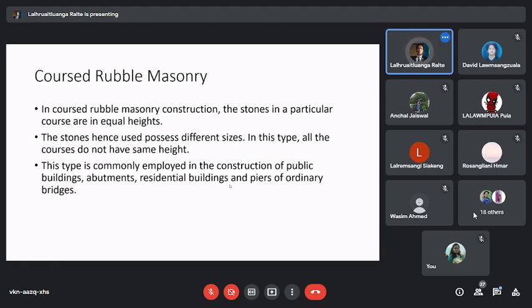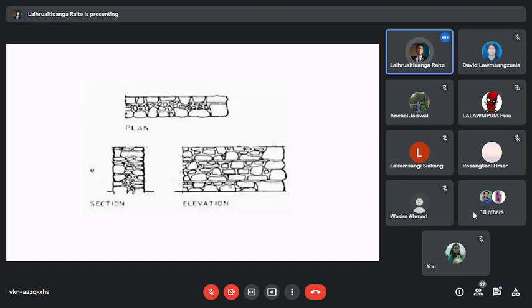The stones hence used possess different sizes. In this type, all the courses do not have the same height, meaning that one course can be higher in height, the other course can be lower in height, but most of the time you want the lower part of that masonry to have a larger or taller course. This type is commonly employed in the construction of public buildings, abutments, residential buildings, and piers of ordinary bridges.